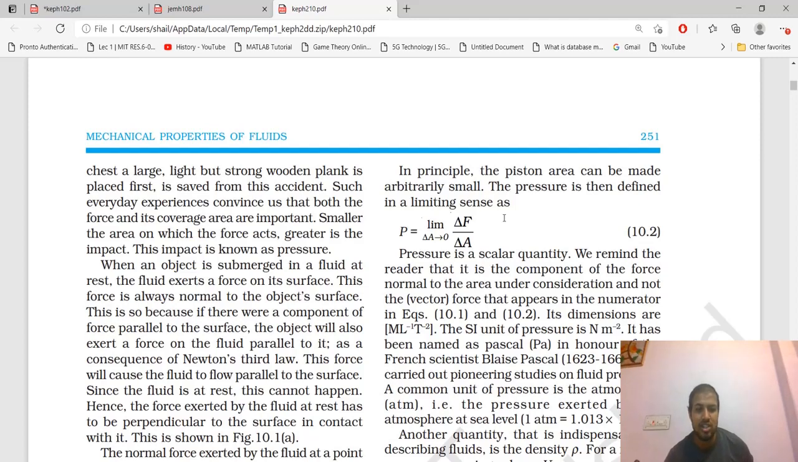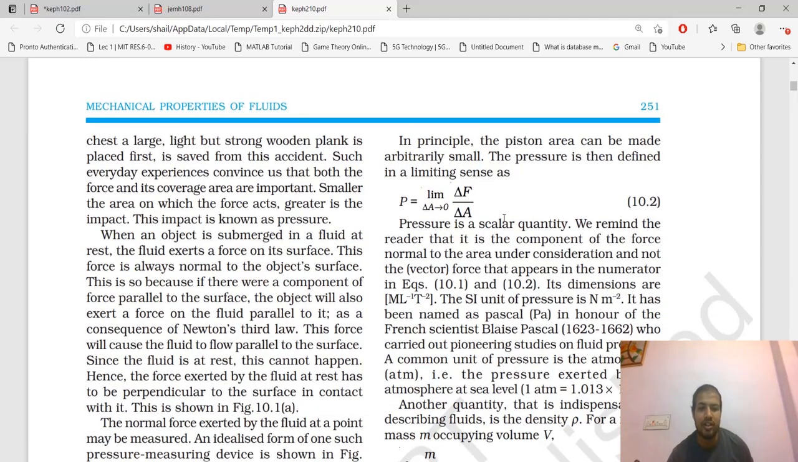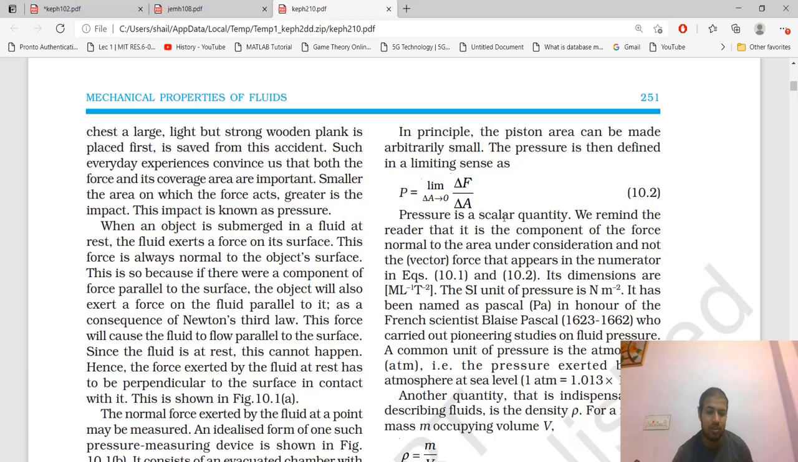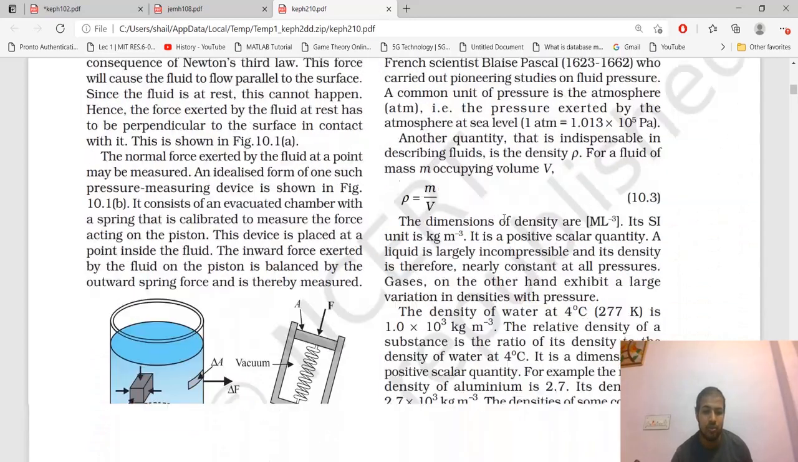When an object is submerged in a liquid at rest, the fluid exerts a force on its surface. This force is always normal to the object's surface. This is so because if there were a component of force parallel to the surface, the object would also exert a force on the fluid parallel to it as a consequence of Newton's third law. This force would cause the fluid to flow parallel to the surface. Since the fluid is at rest, this cannot happen. Hence, the force exerted by a fluid at rest has to be perpendicular to the surface in contact with it. This is shown in figure 10.1.